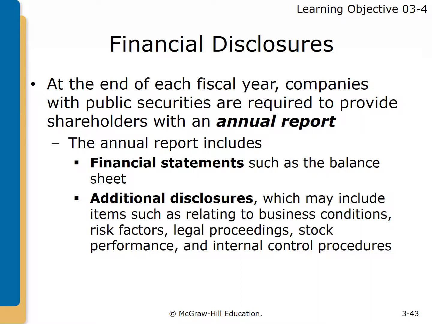The annual report includes financial statements. So you get the 4 financial statements and almost the 5th if you have a comprehensive income statement as well. But it also includes additional disclosures relating to the business conditions. What kind of risk factors does the company have? What kind of legal proceedings are they involved with? How does their stock perform? And what are their internal control procedures? What kind of procedures do they have in place to protect the assets of the company and make sure the accounting is right?